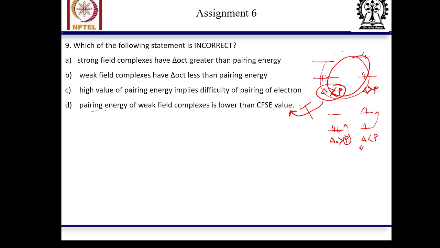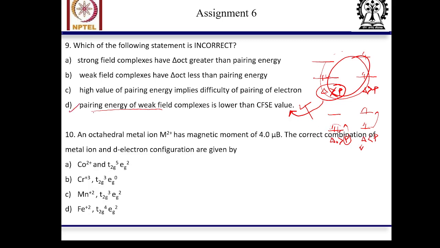So this is incorrect, because it is saying that weak field complexes have pairing energy lower than the CFSE value, but this is actually the high spin complex. So this is the incorrect statement.